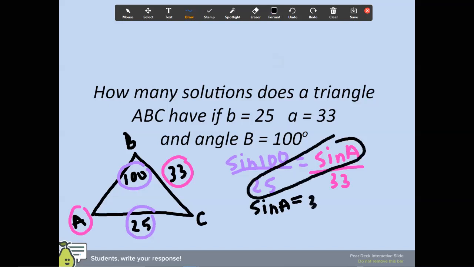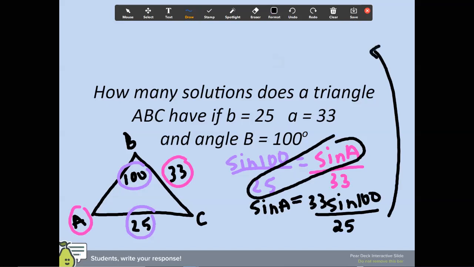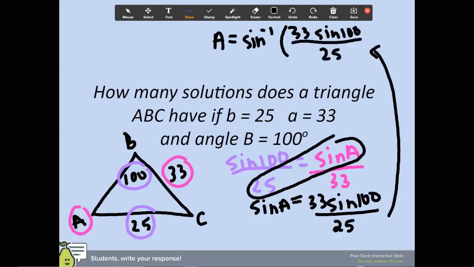Okay, so I'm going to take my 33 sine of 100 divided by 25. Now I want the actual angle, so I am going to have to do the inverse. So A is going to equal sine inverse of this 33 sine 100 over 25. So when I do this on my calculator, make sure it's in degrees. Okay, make sure it's in degrees. Let me just kind of show.